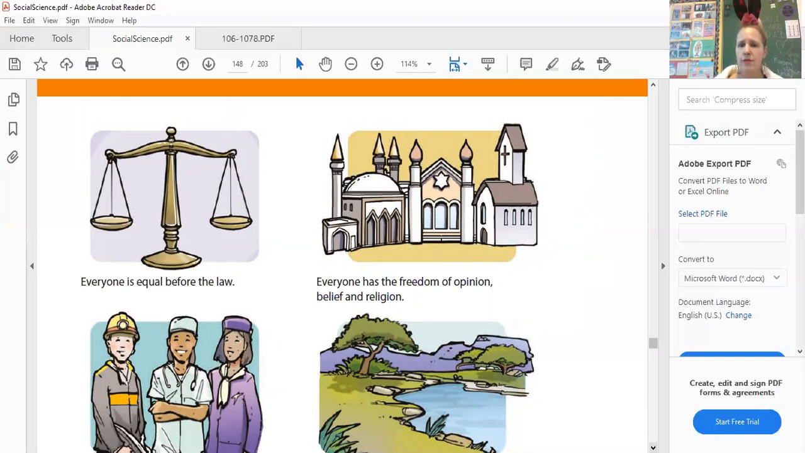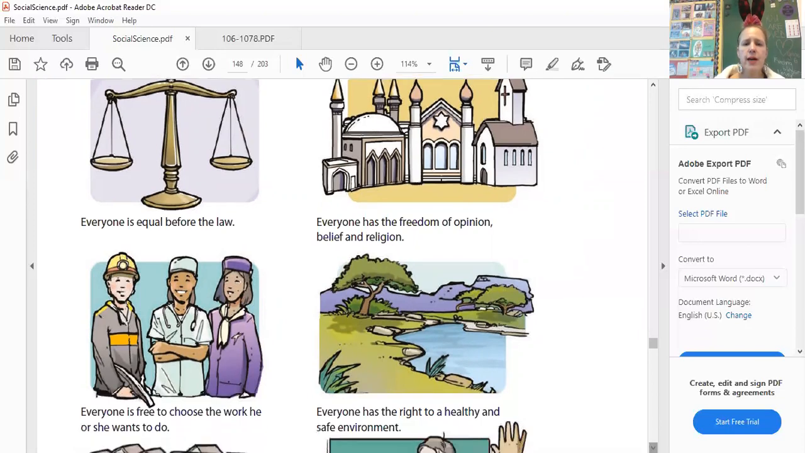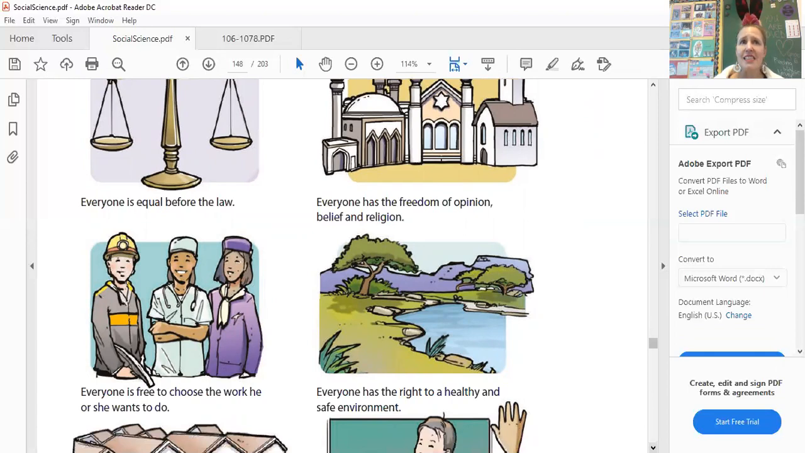Okay. Everyone has the freedom of opinion, belief, and religion. So you're able to believe what you want, worship whatever God you want, follow whatever religion you want without being punished for it, like in some countries. In some countries, they even execute those who are not following the religion the government wants them to follow. Scary, sad, but true. So we are really privileged in our country to be able to have freedom of religion as well.